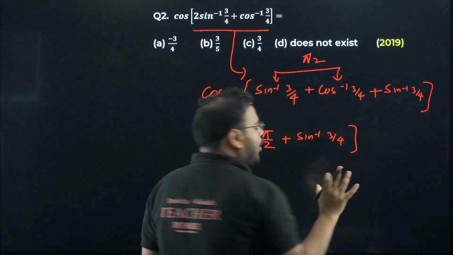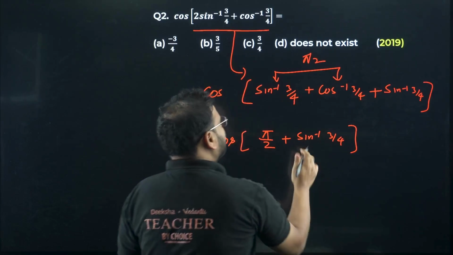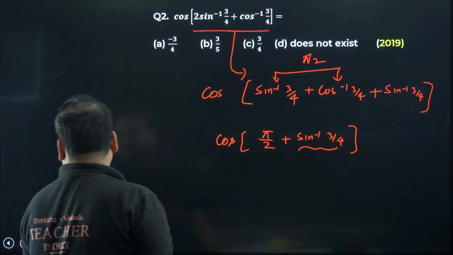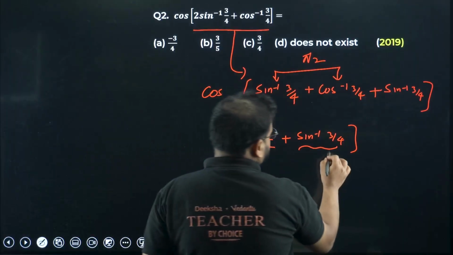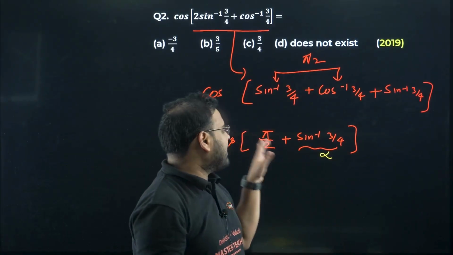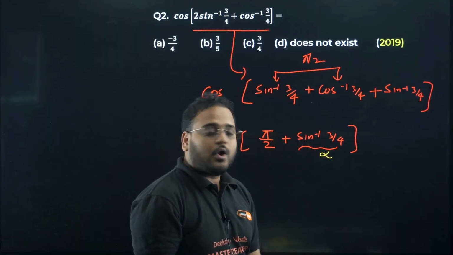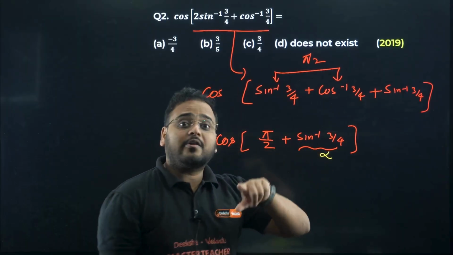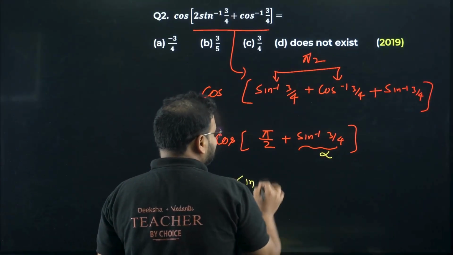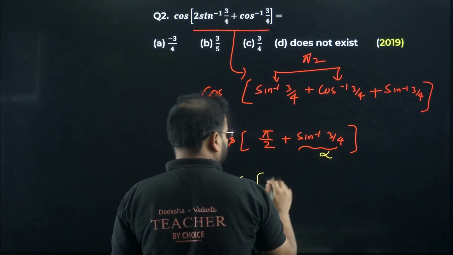Now we all know that sine inverse of 3 by 4 will give me some angle. Let's call that angle alpha. Cos of pi by 2 plus alpha, by the quadrant rule, becomes minus sine alpha. What is alpha over here? Same thing.